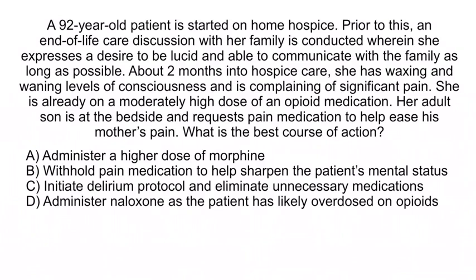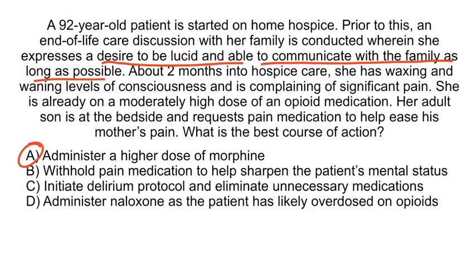All right, the key to answering this question is remembering that the purpose of hospice is to ensure the comfort of the patient. Although the patient expressed a desire to remain lucid as long as possible, treating the pain is the highest priority. Mental status would be expected to deteriorate at the end of life, and the fact that this patient is on hospice means that this is likely an expected development. So the correct answer is A. Administer a higher dose of morphine.